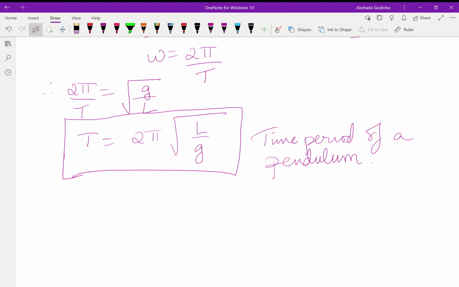I hope you've understood this. It's a simple derivation. If you understand the flow of it, you will be able to solve it very easily.